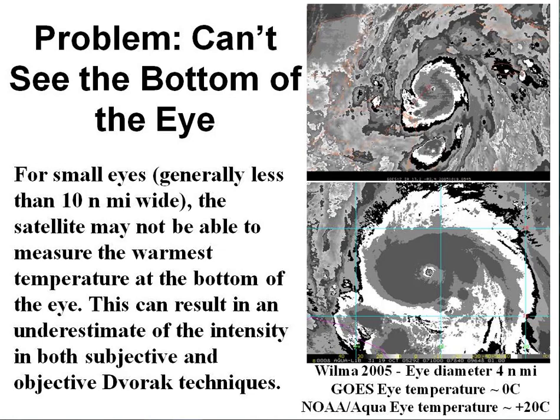This slide illustrates the problem of viewing eye temperature with very small eyes. This will cause an underestimate in intensity regardless of whether you're using the EIR technique or an objective technique. The point here is that with very small eyes and the viewing angle of the satellites, measurements cannot be made to low elevations within the eye because of the viewing angle.